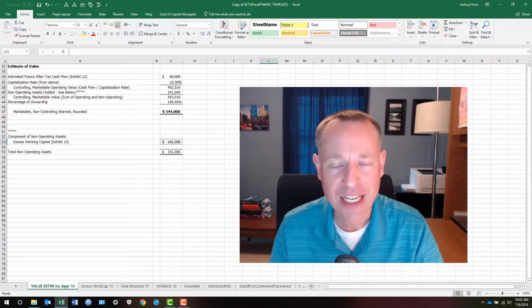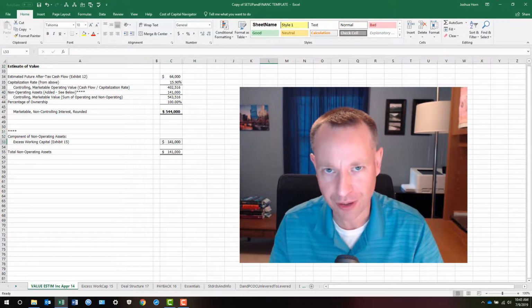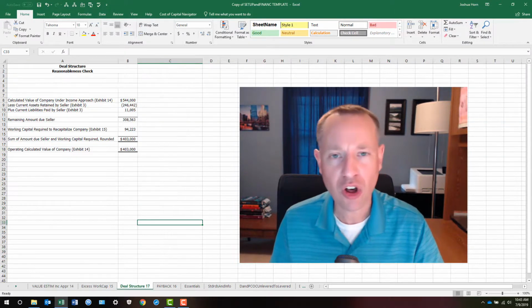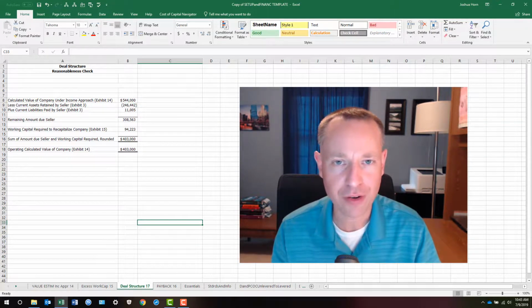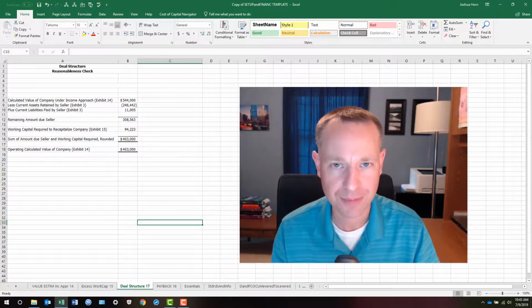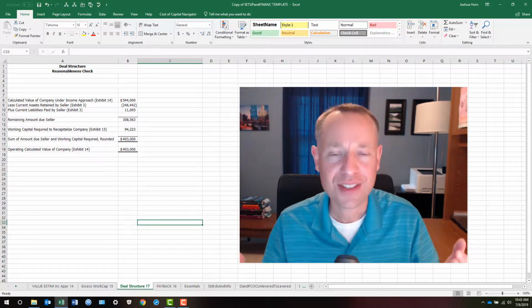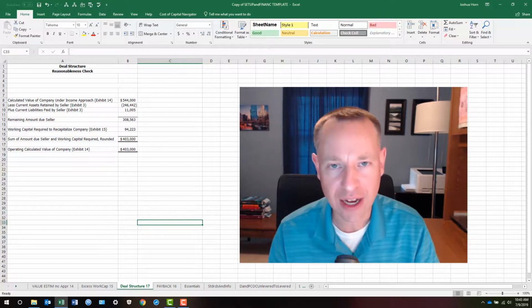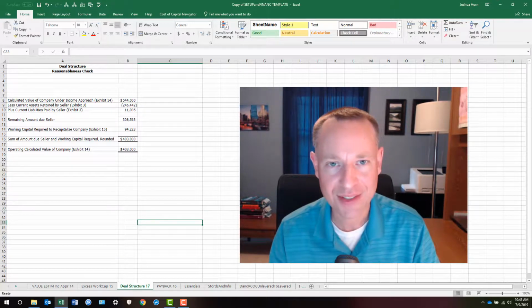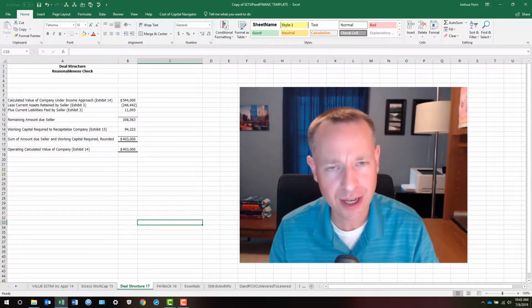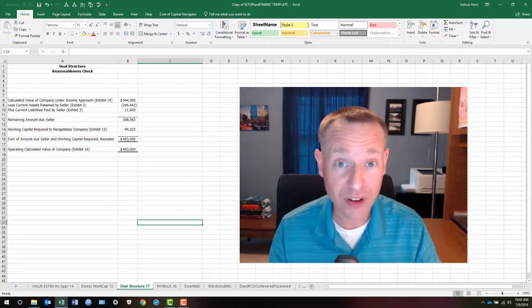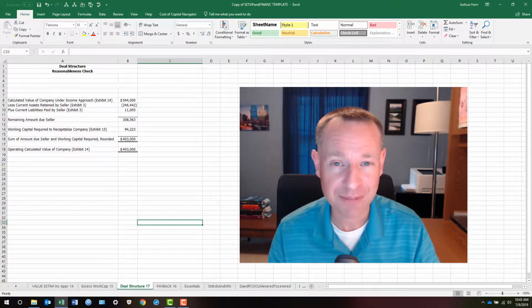So let's look at the potential deal structure in this scenario. Recall I valued the business at roughly $544,000. In a lot of cases, the seller is going to walk out with some assets and pay off some liabilities. Not always. Important to nail this down, all right?